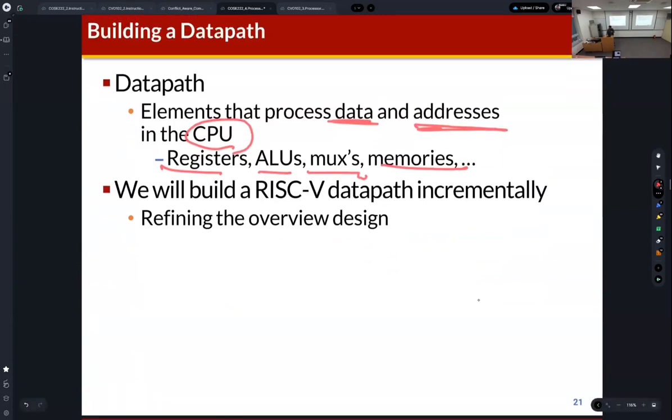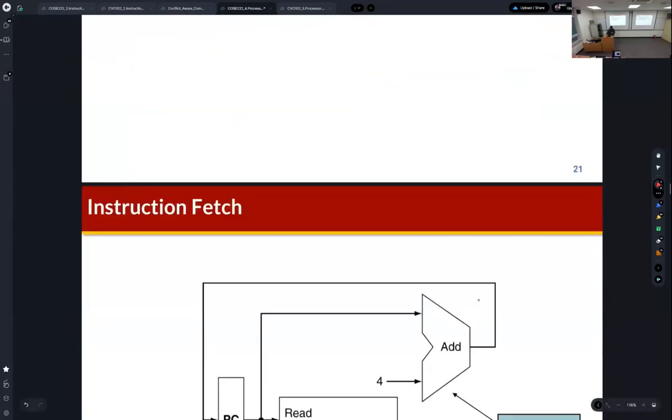So we can find several datapath elements such as registers, ALU, multiplexers, and the memory in the CPU. And then we can start from the individual datapath elements, and learn how to build a RISC-V processor from individual datapath elements. Okay.